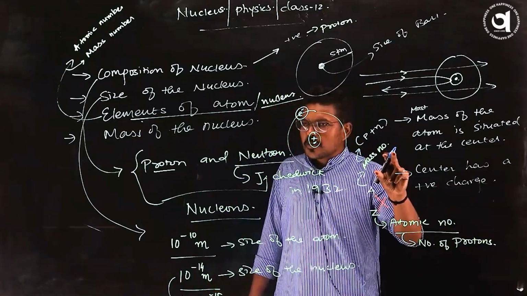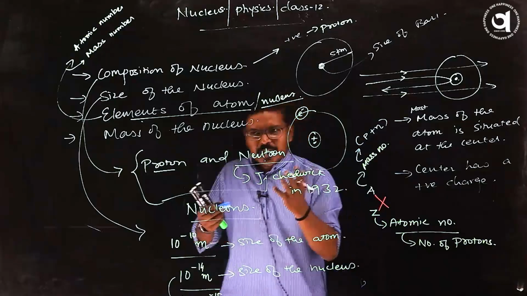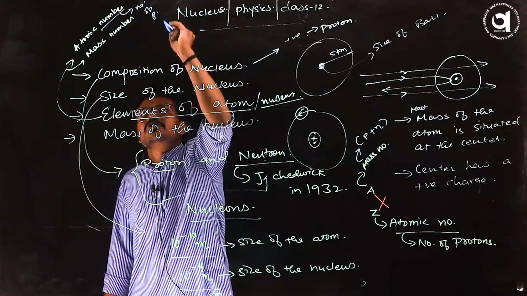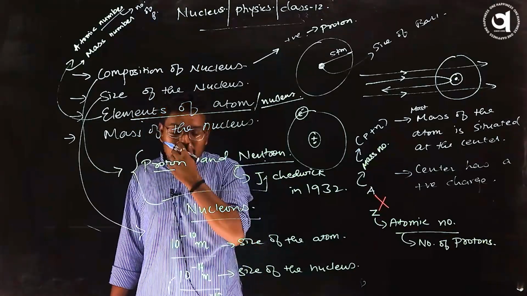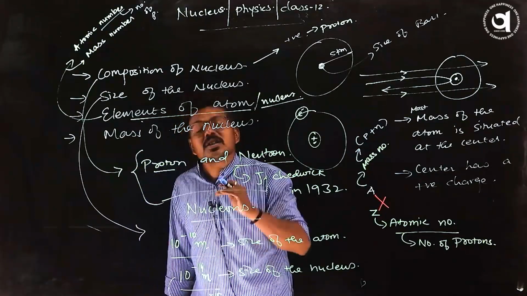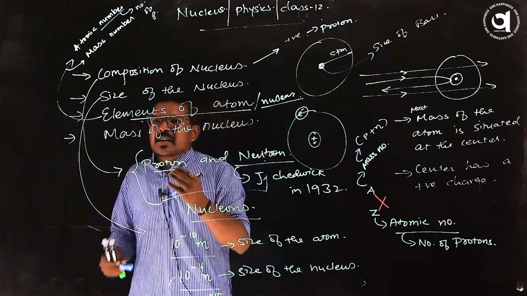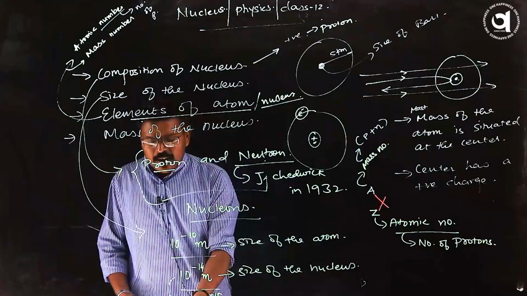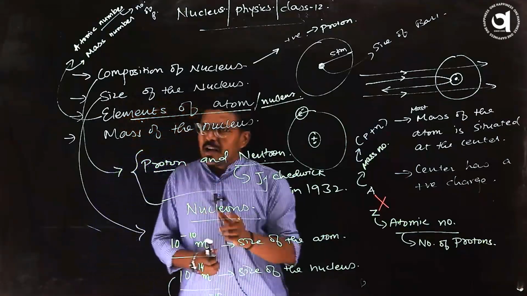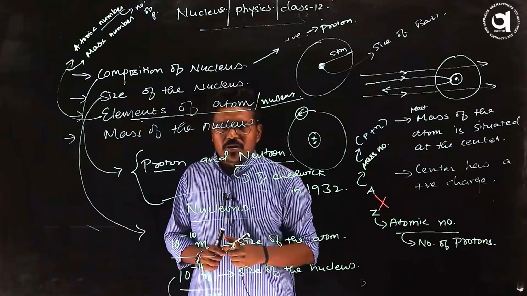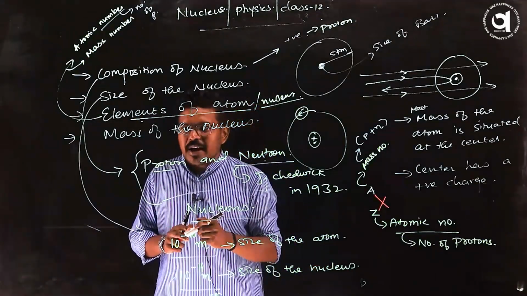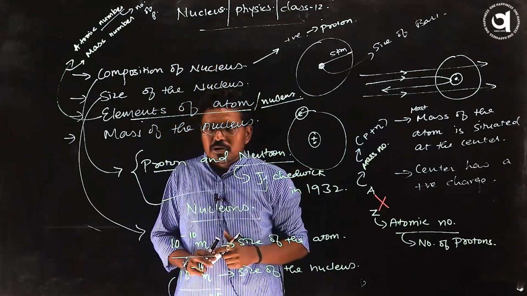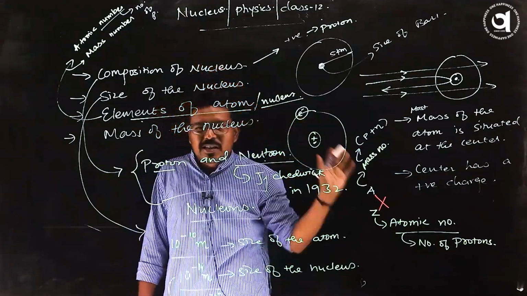So first of all we will see about atomic number. What is atomic number? Atomic number is nothing but the number of protons. Why only the number of protons? Can we write down the number of electrons? Yes, because an atom is electrically neutral. So we can say that the number of electrons is equal to the number of protons. That's why we can write atomic number as the number of protons, or we can write the number of electrons also.